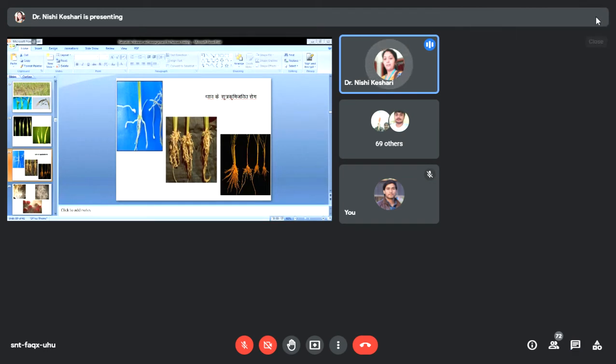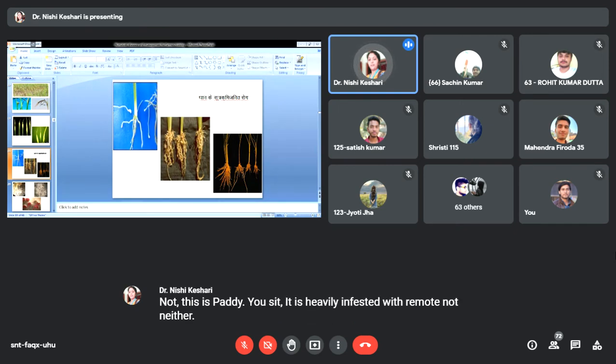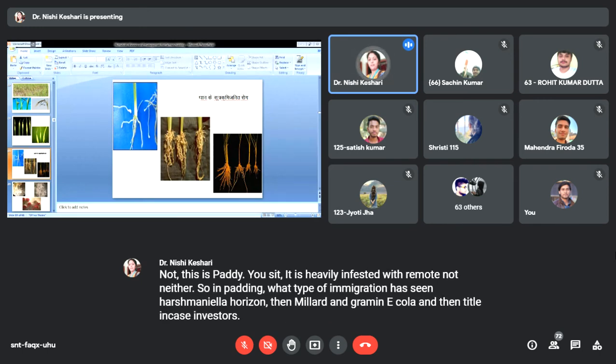Now you can see these symptoms you have already seen. Again, another crop. This is paddy. It is heavily infested with root knot nematode. So in paddy, what types of nematodes have you seen? Hirschmanniella oryzae, then Meloidogyne graminicola, and then Ditylenchus angustus. So three types of nematodes you have seen in paddy.